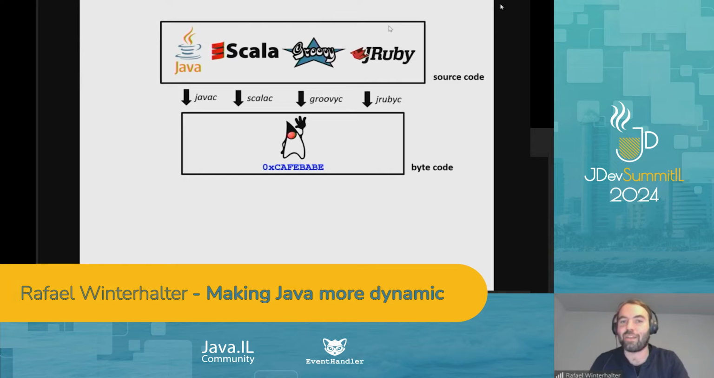You might have heard of the CAFEBABE magic byte value that is in the beginning of every class. That's all that's needed. Oh, just pictures. I'm still online. That's good. Saw my phone.